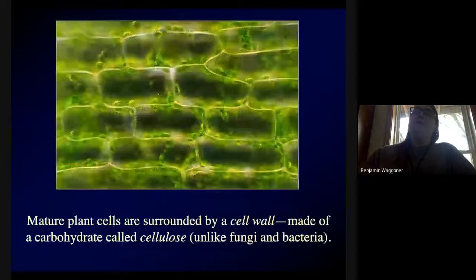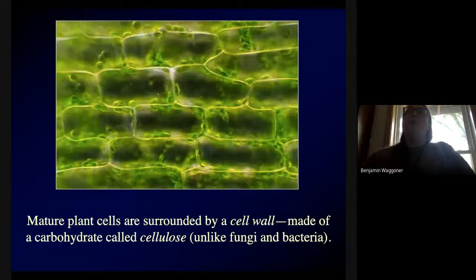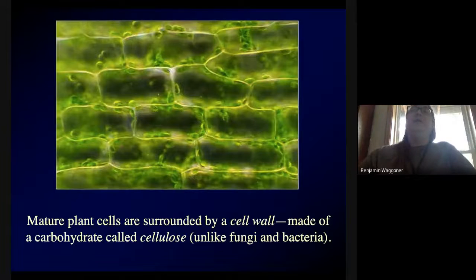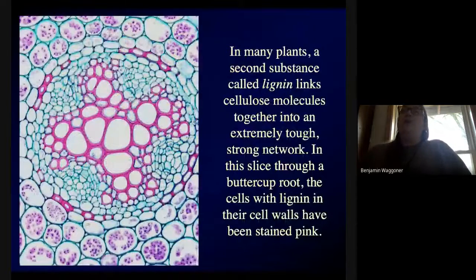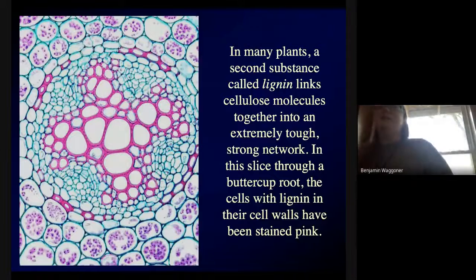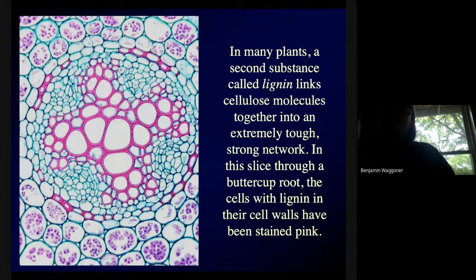Okay, mature plant cells are surrounded by a cell wall. You can see it pretty well in this picture of the leaf of a water plant called Elodea. As I said, that cell wall is made of stuff called cellulose, unlike fungi and bacteria. In many plants, there's a second substance called lignin that connects cellulose molecules with each other to make an extremely tough network. Wood is tough because the cell walls are made up not only of cellulose, but lignin is added that locks those cellulose molecules together into something extremely tough and strong.